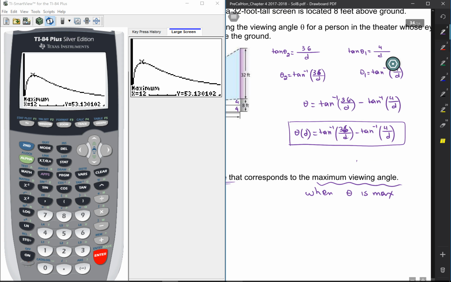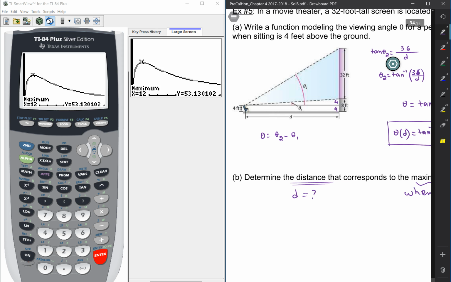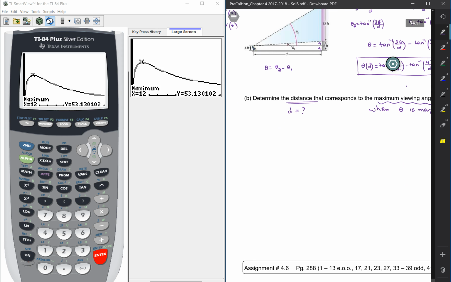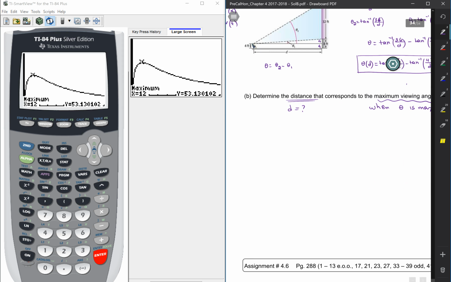Okay, so listen. Determine the distance that corresponds to the maximum viewing angle. So the distance is 12 feet when theta is 53.1 degrees.